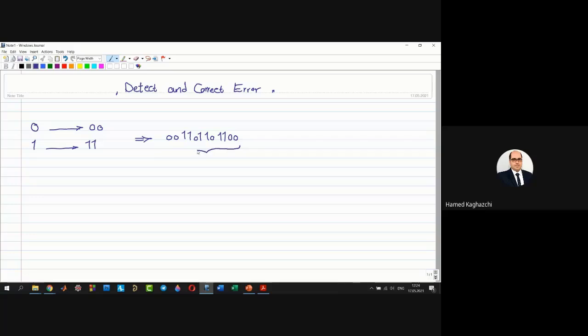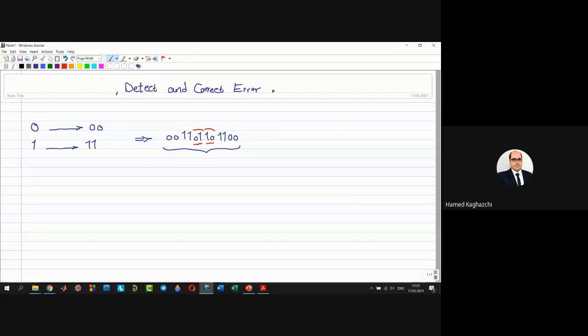This is the data sequence. Now, if you look at this sequence, you can find that the third and fourth digital pairs contain error. Why did I find that this third and fourth pair contains error?